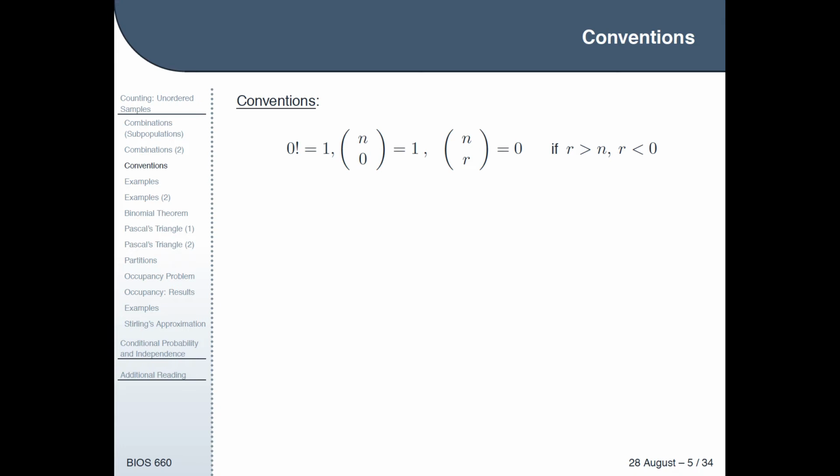And just to make the math work for some of the theorems we're going to discuss later, by convention we define 0 factorial to be equal to 1, and hence n choose 0 or n choose n is also equal to 1. And if you try to compute n choose r when r is greater than n or less than 0, then you define that to be 0.